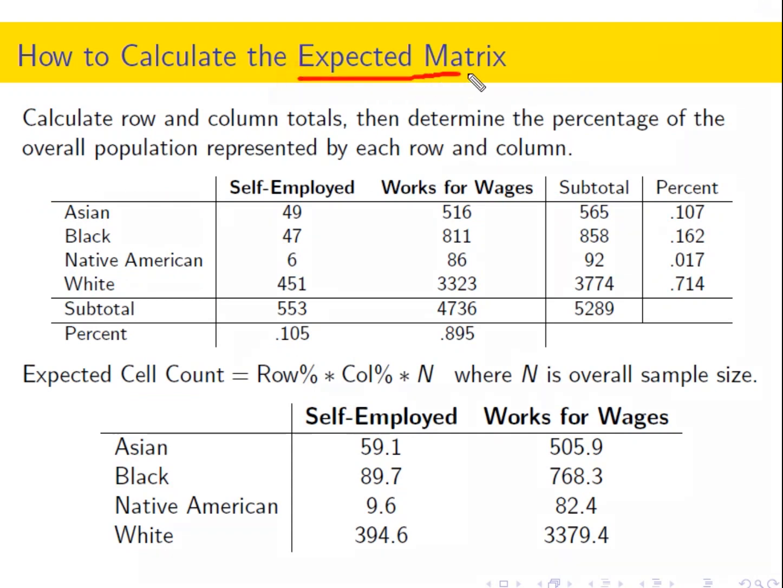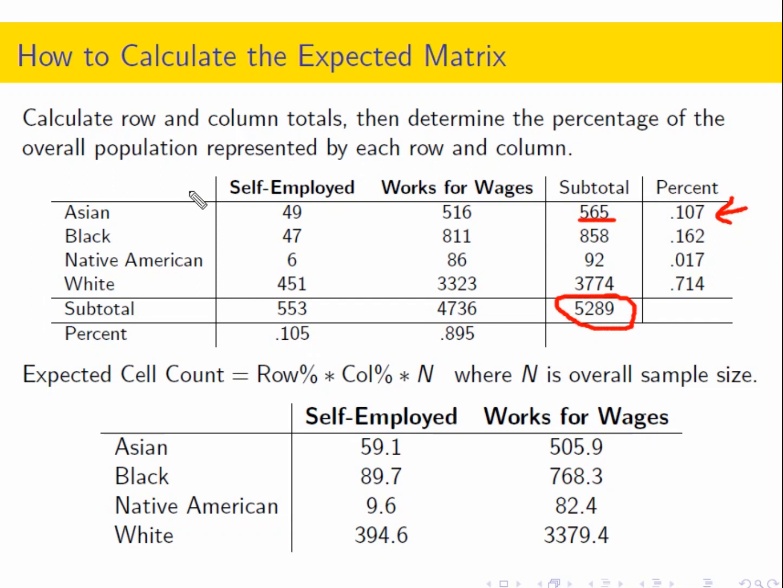So we're going to create the expected matrix by assuming that there's absolutely no connection, that the same percentage of Asians will be self-employed as whites or Native Americans or black. So how do we calculate the expected matrix if we expect complete independence? Well, the first thing we're going to do is calculate the subtotal for each row, and then we'll take the 565 divided by the total sample size of 5289, and that's how we get 10.7%.